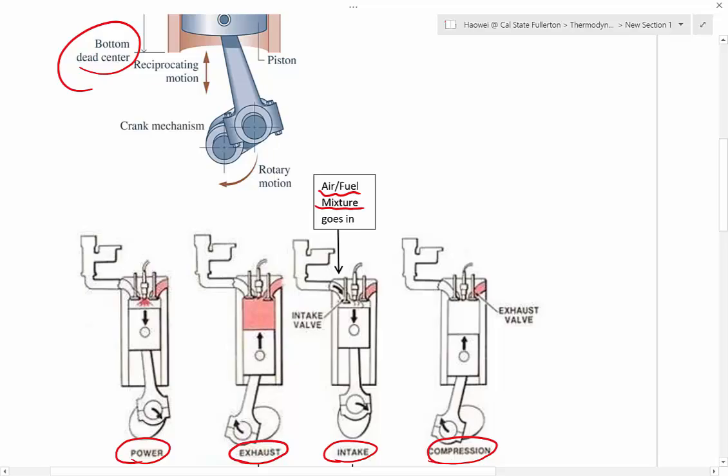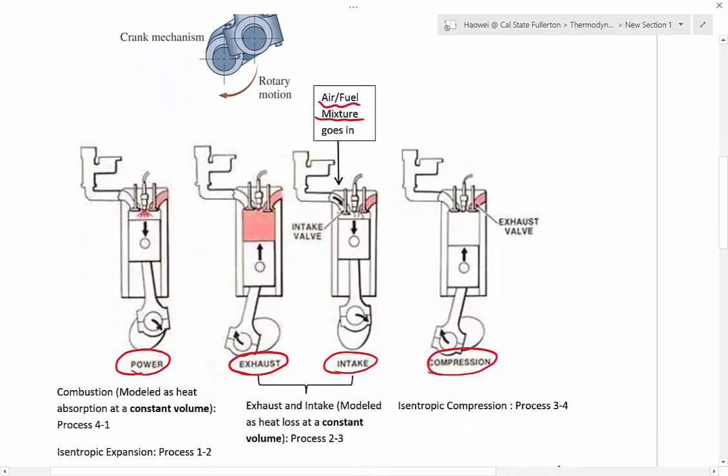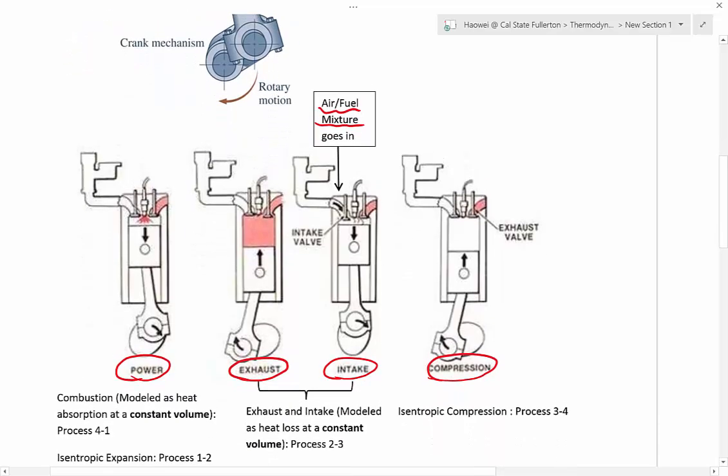Okay, so now you've noticed there's a significant change. In reality, it is a control volume because there's mass transfer. But when we convert those two steps into thermodynamics, it's actually a closed system because we assume there's no mass transfer. The hot exhaust will just sit inside and lose heat until it becomes the new cool mixture. So we combine the exhaust and intake strokes into one single step. We call it process 2-3. And what is process 2-3? It is a heat loss process at constant volume.